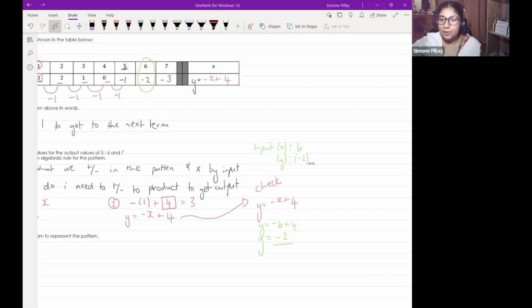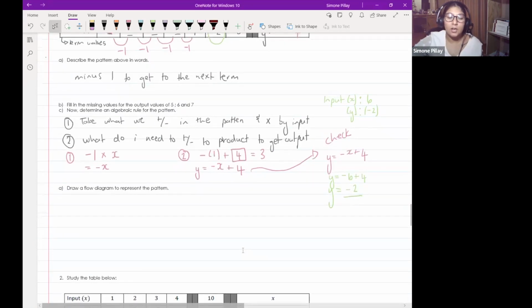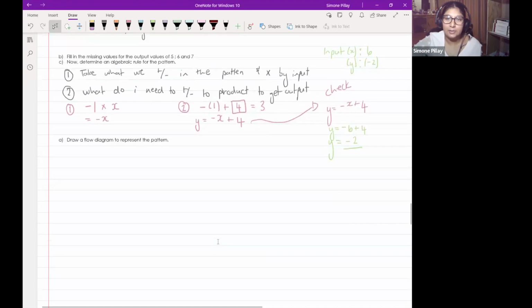Okay, and so now that we see this rule does work, because when I put my input in, I get my output the way I'm supposed to, what we want to do now is draw a flow diagram to represent this pattern. And now that I have my rule, it's actually super easy.